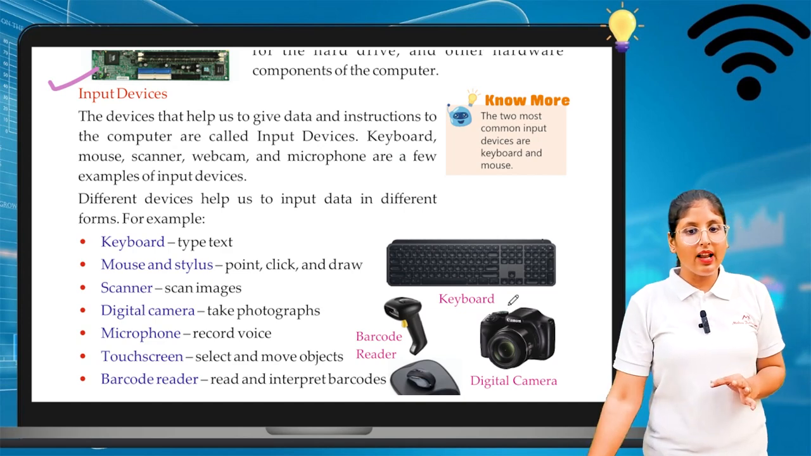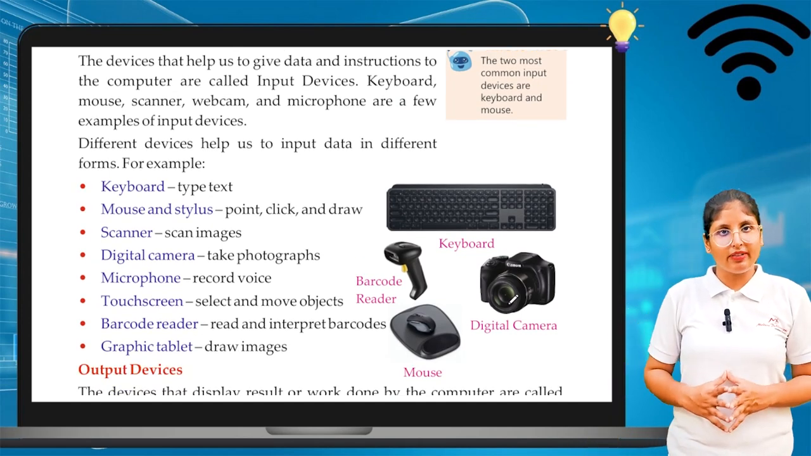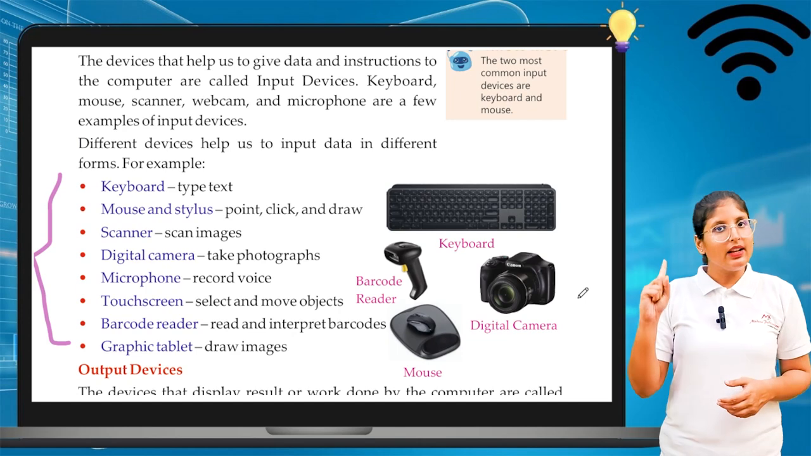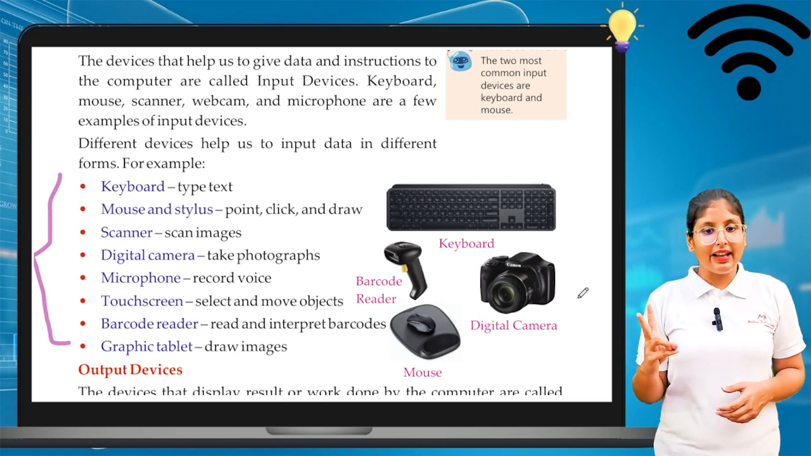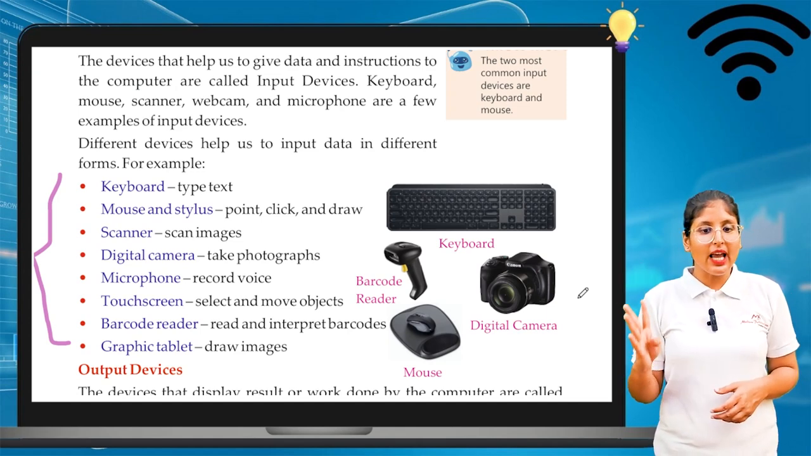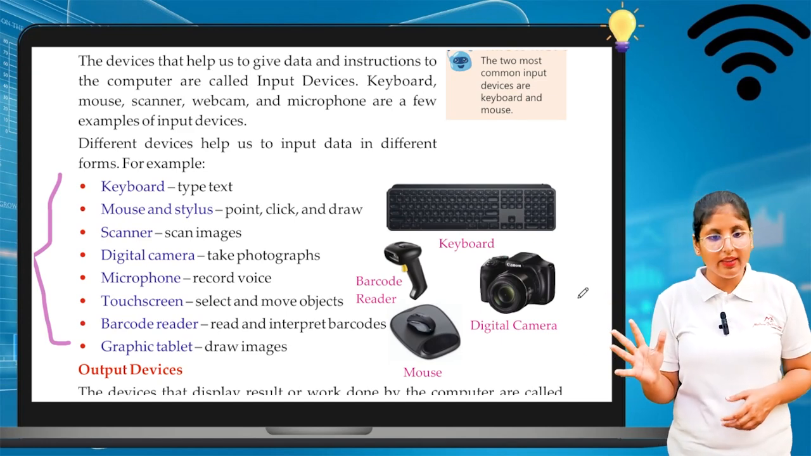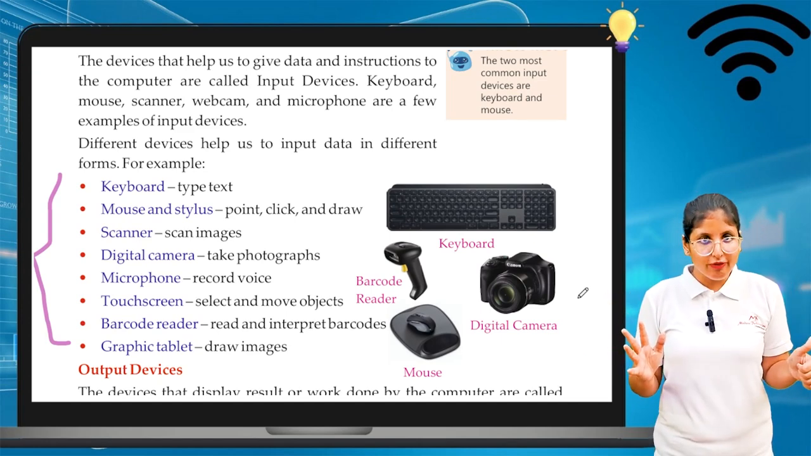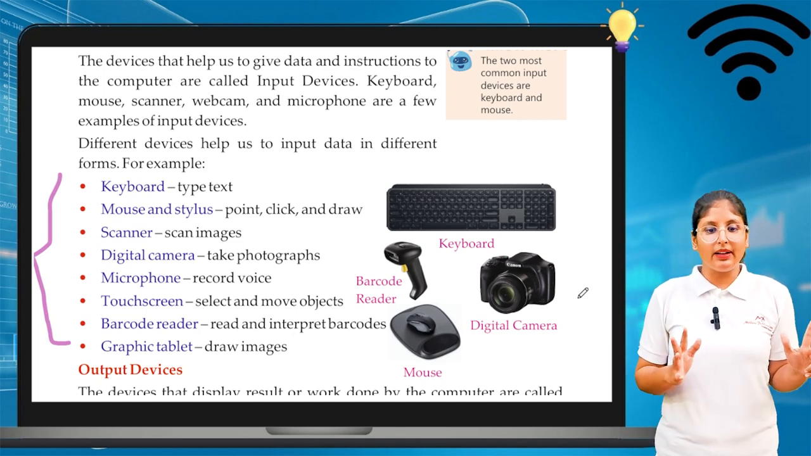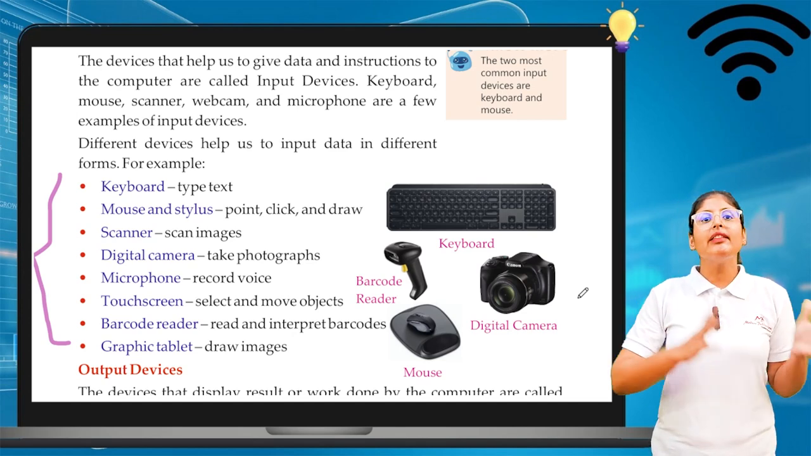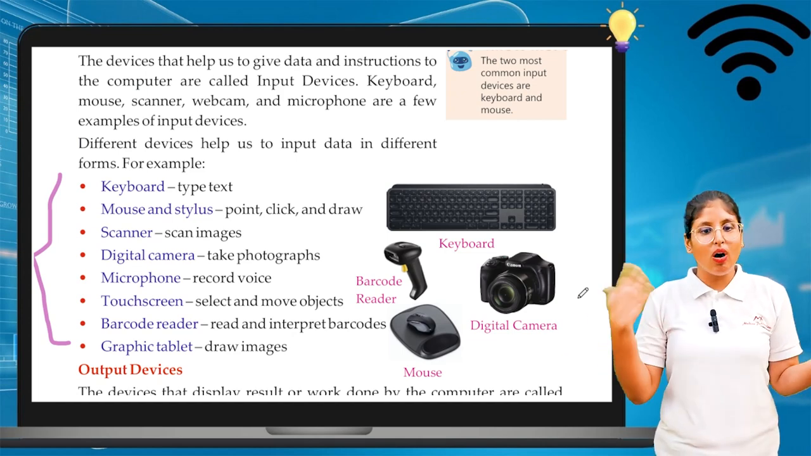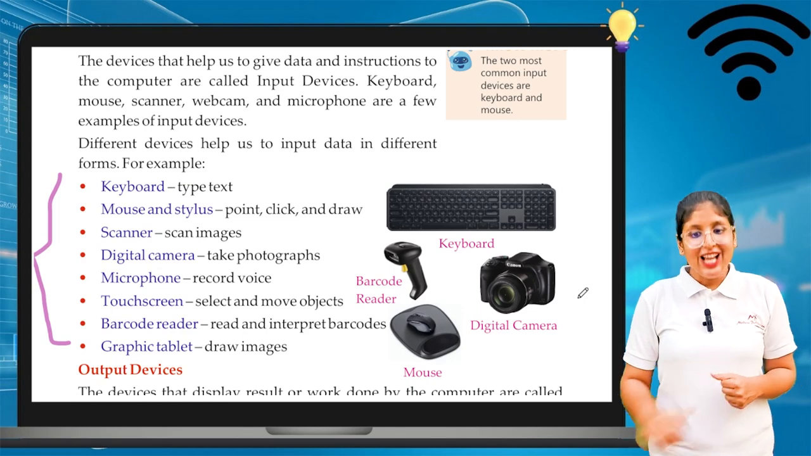Different devices help us to input data in different forms. For example, keyboard, to type text; mouse and stylus, to point, click and draw; scanner, used for scanning images; digital camera, to take photos; microphone, to record voices; touch screen, to select and move objects; barcode reader, to read and interpret barcodes; and graphic tablets, to draw images. So these are the input devices which we can use to give input to your computer.